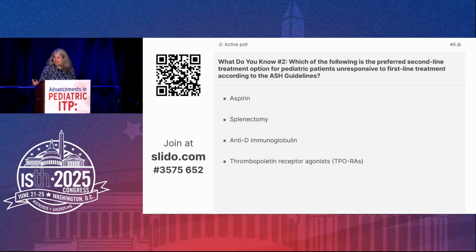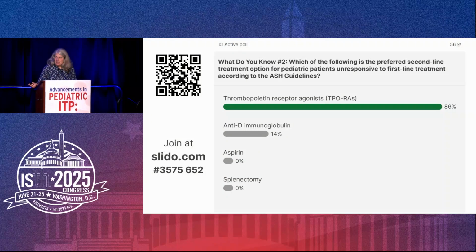This is our active poll. Everybody, please get your phones back out. See some results come in. Okay, so 86% went with a TPORA, 14% anti-D immunoglobulin, 0% aspirin, and 0% splenectomy. So again, we'll loop back to these at the end.